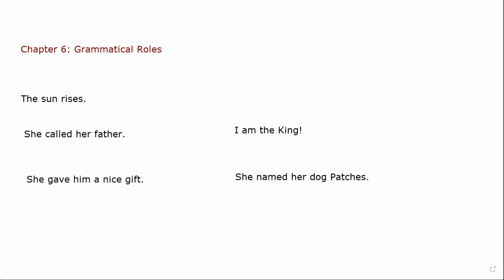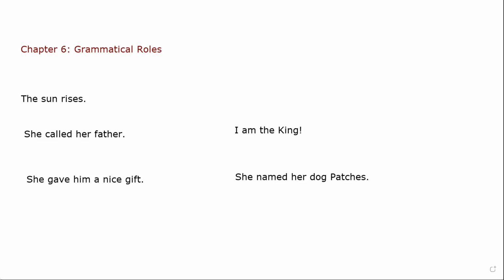I am the king. The verb be, I am, is the prototype of a linking verb, which gives us a subject complement. The subject is I, and the noun phrase that follows, the king, well, the king and I are the same person. We are equal, so the king is the subject complement. Whereas in the last example, she named her dog Patches, we've got 2 noun phrases following the verb. Her dog and Patches, those 2 things are the same. So you've got a direct object and an object complement.